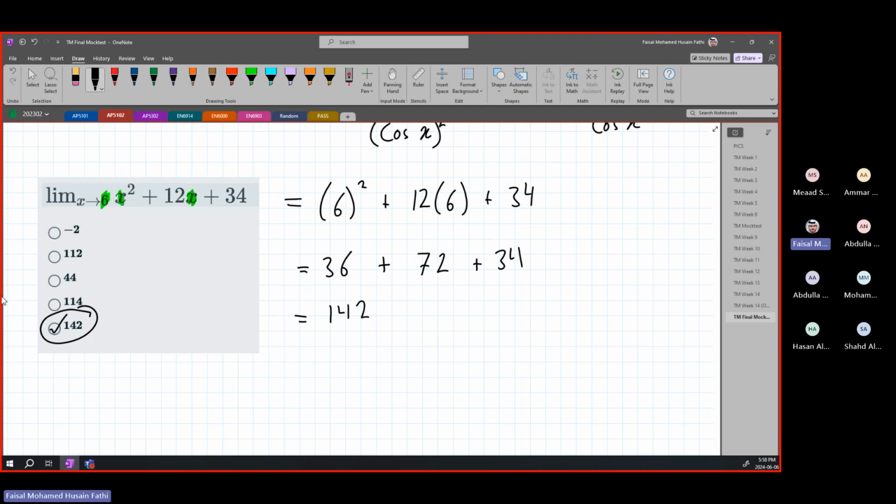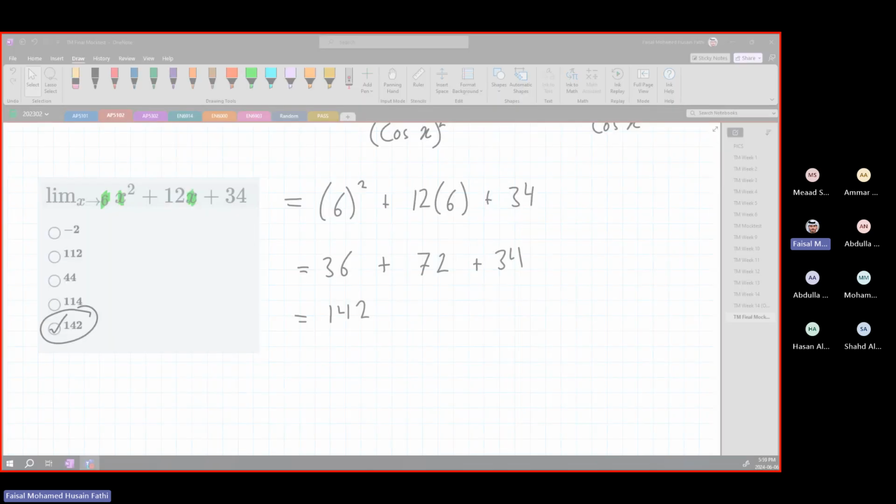Very simple. When you see a limit and there's no denominator, you can just plug it in. Even if there's a denominator, if it doesn't equal 0, then that is simply your answer. Now, let's see the next question.